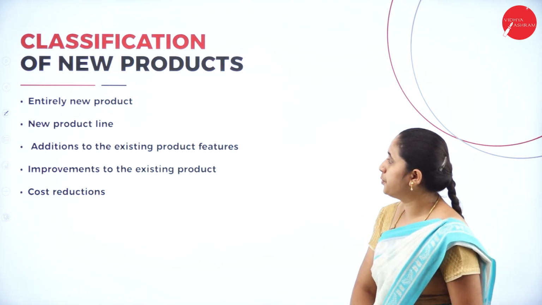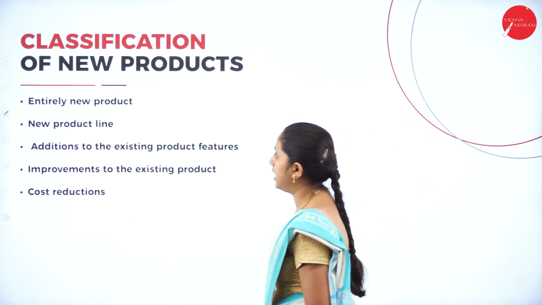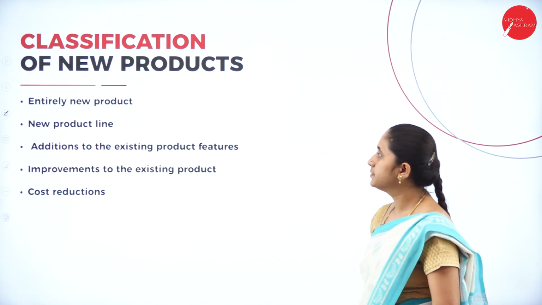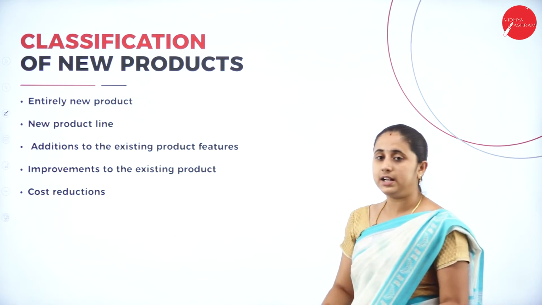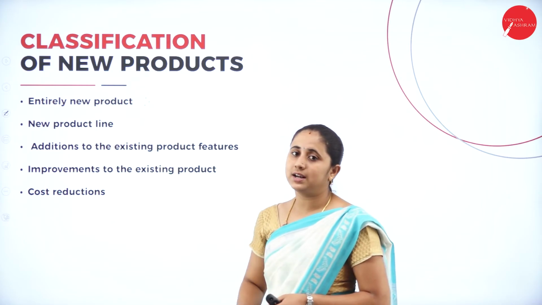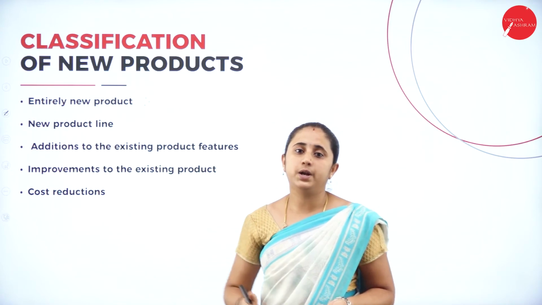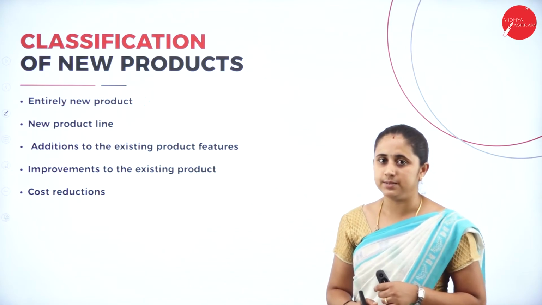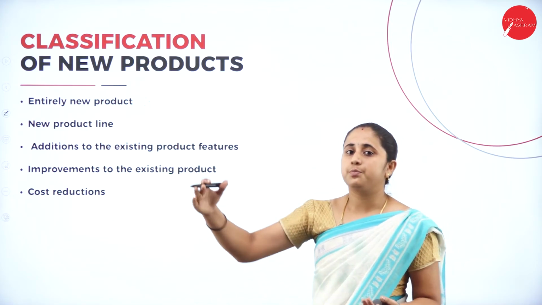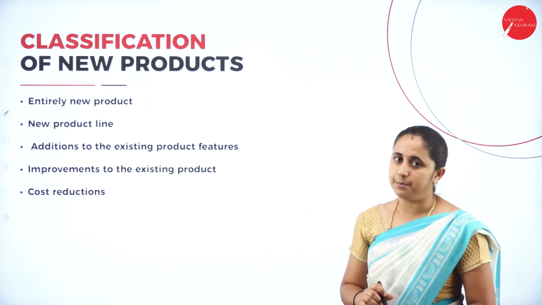Classification of new products. New products can be classified into the following types. First, entirely new product. Entirely new product means, as I said earlier, an entirely new product to the world. Next, new product line. New product line means you are switching from one product to a different product line. For example, ITC. Now we can get different products from the ITC company.